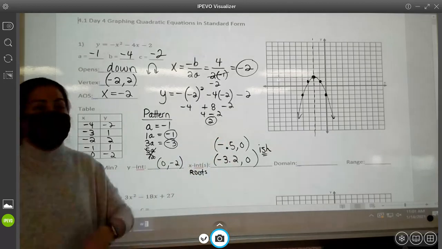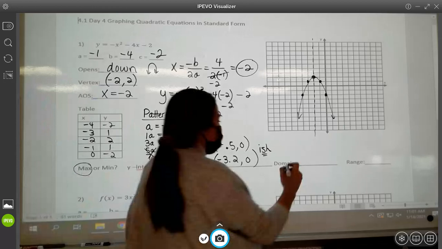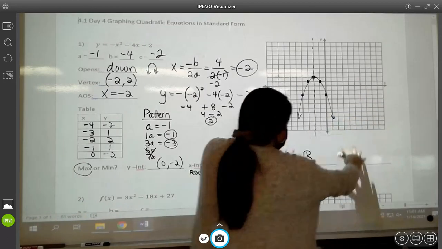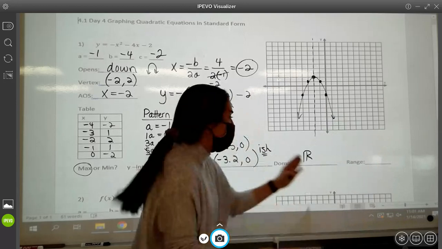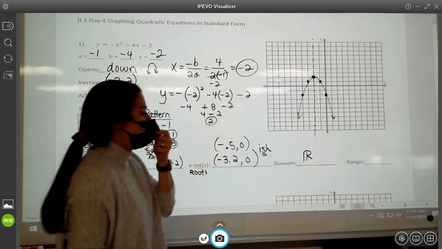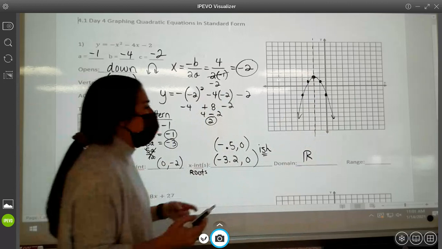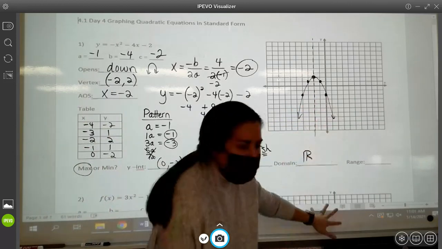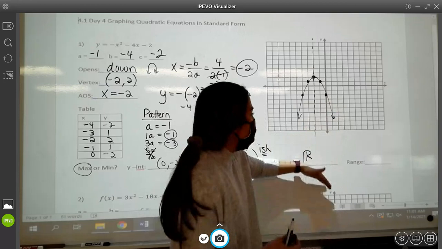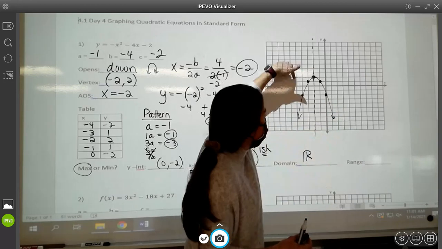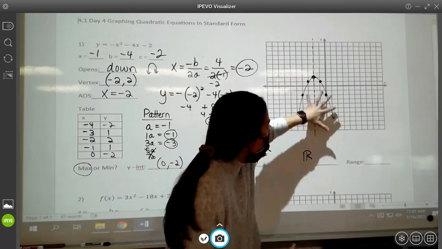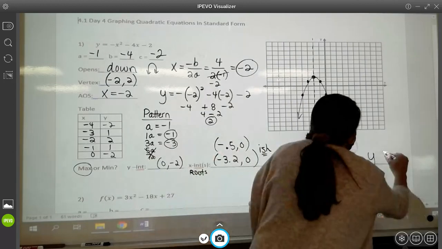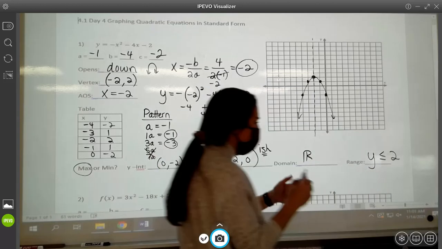The domain. What is the domain always? All real numbers. Eventually, you could just keep plugging x values in and create more points where all real x values would live on this graph. The range, though, the y values, guys, all of these y values are going to keep on going down all the way to -infinity. However, the highest y value is definitely 2, and all of the other y values are smaller than him. So that would mean the range is y is less than or equal to 2.